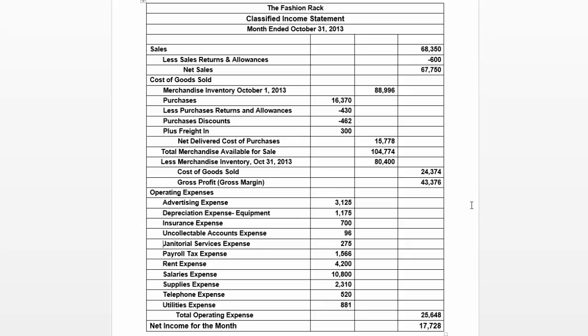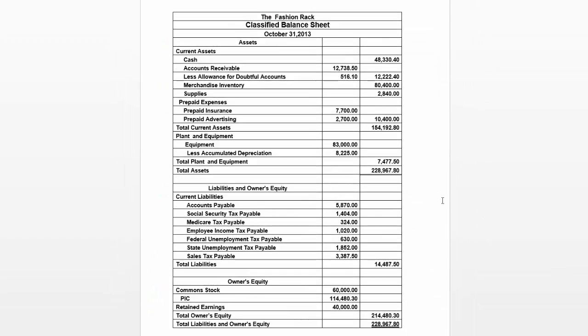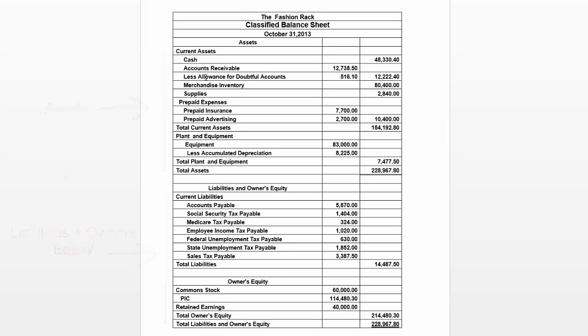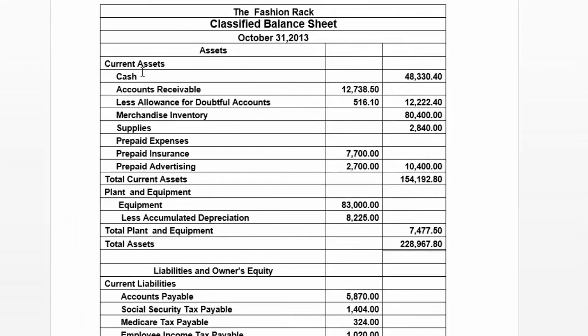If we move further down, then when we look at a classified balance sheet, that is our assets equals liabilities plus owner's equity. Our current assets would be cash, accounts receivable, merchandise inventory. So these are all assets that are going to be converted into cash within 1 year or one operating cycle. Then you have your long-term assets such as property, plant, and equipment minus the depreciation. This is a simplified version, so it doesn't have any intangibles or investments.